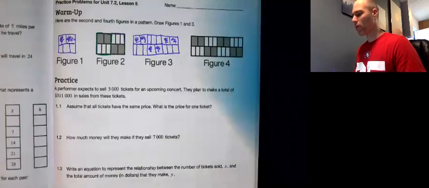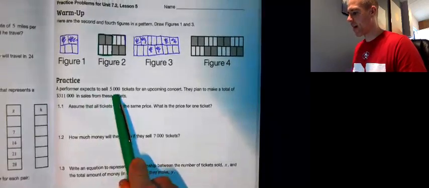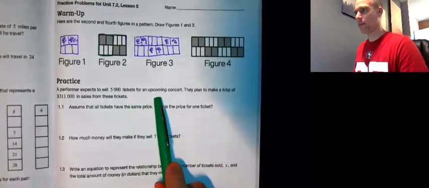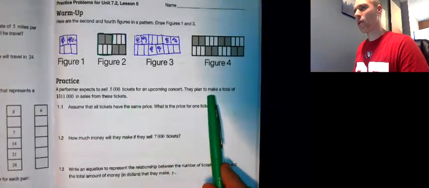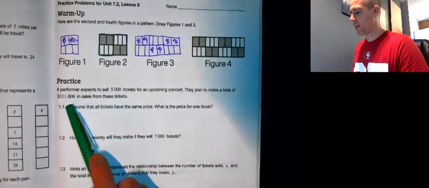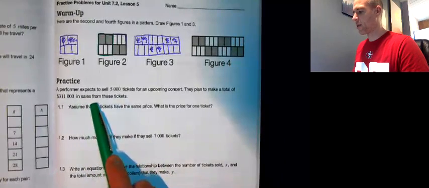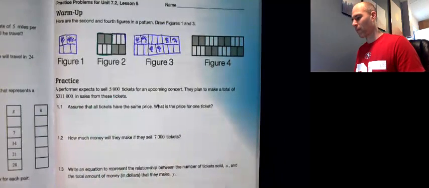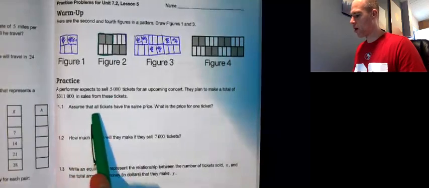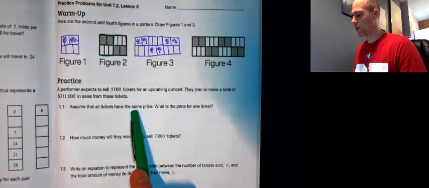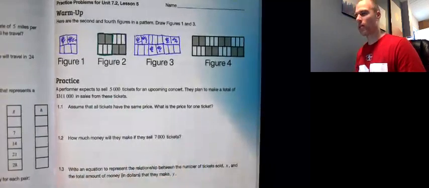So next we're actually into the practice part, and it says, a performer expects to sell 5,000 tickets for an upcoming concert. They plan to make a total of $311,000 in sales from these tickets. Okay, so assume that all tickets have the same price. What is the price for one ticket?